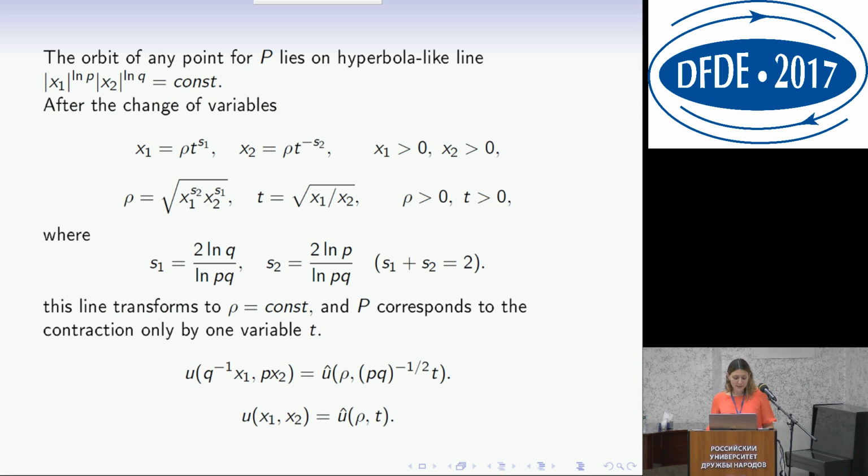Since we have already seen that the orbit of any point for the operator P lies on a hyperbola-like line, we could choose a change of variable such that after it these lines transform to the lines rho equals constant. And since the operator P acts along the orbits, it corresponds in new variables to the operator of contraction only by one variable.